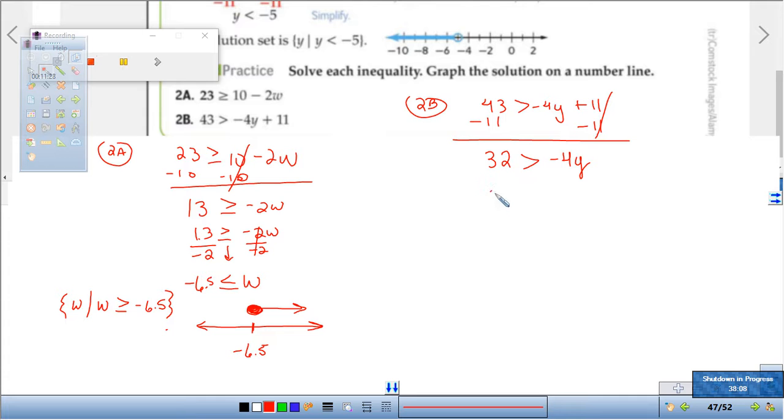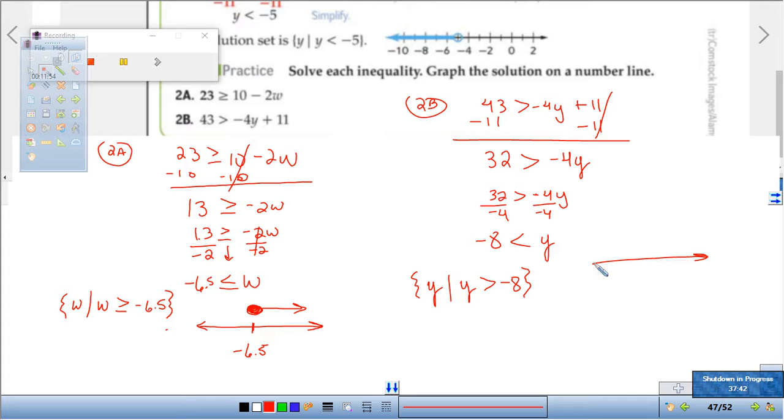So when I got there, I like to rewrite it again. 32 greater than or equal to negative 4y divided by negative 4 divided by negative 4. I'm doing this, guys, so the sign switches. Automatically switches. I'm left with y is equal to negative 8. So y is my answer. A set of y such that y is greater than negative 8.